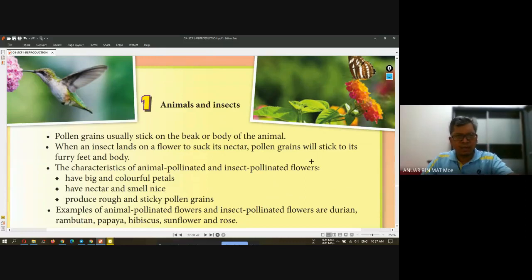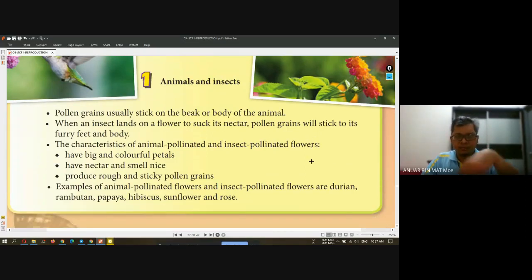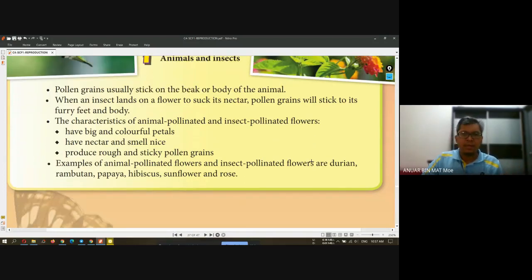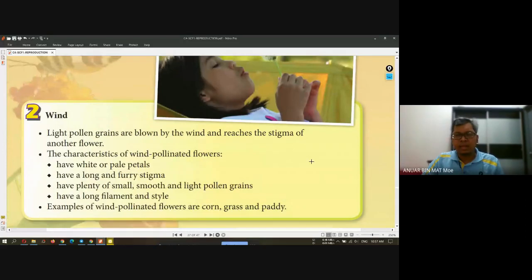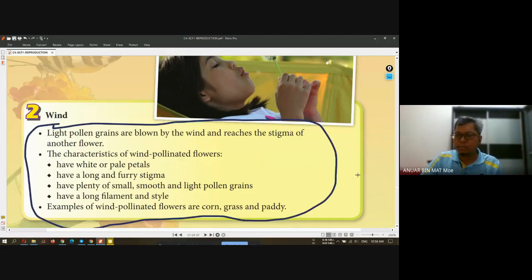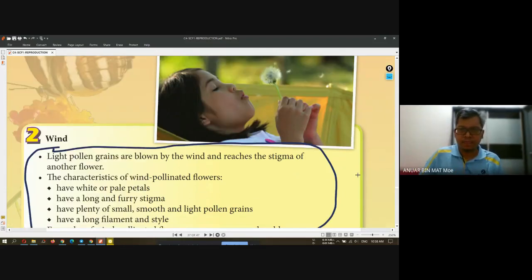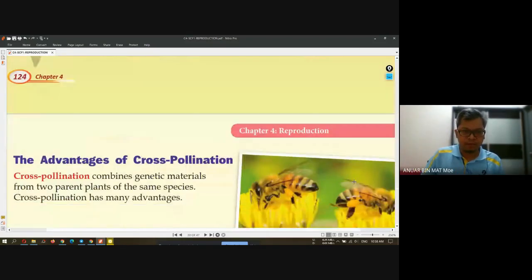Maybe you can read the information there, and if you do not understand, you can ask me, right? And then the second one is by wind. Okay, and then you try to read what is the characteristic of the flower that uses wind as its pollination agent. Okay, this one, you can read for yourself over here.